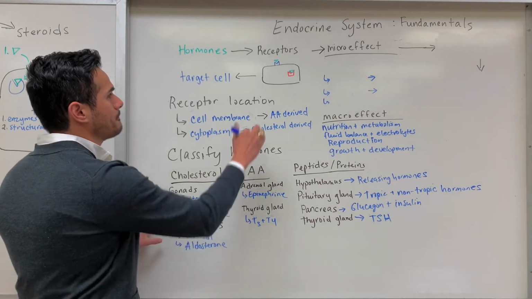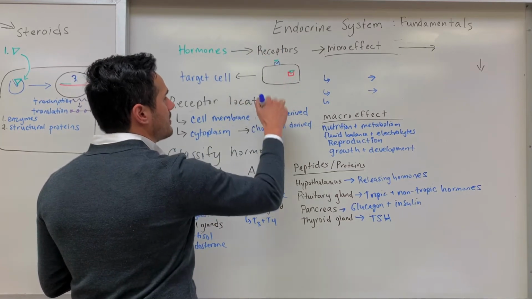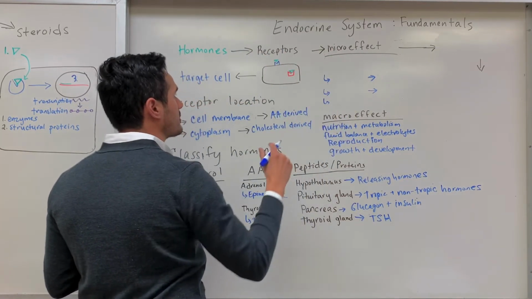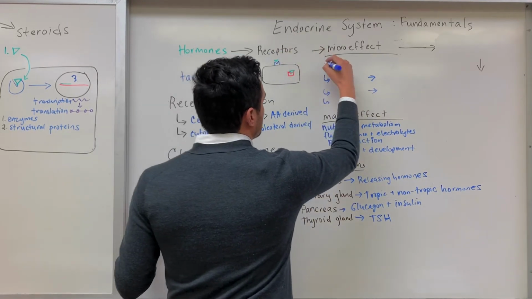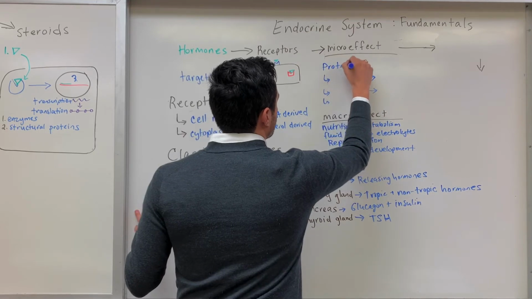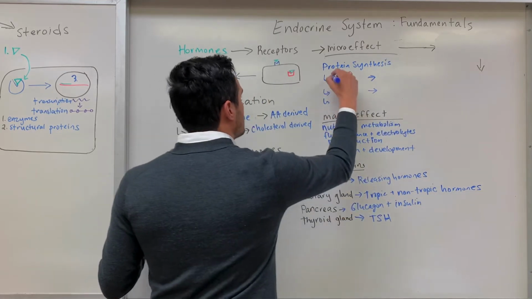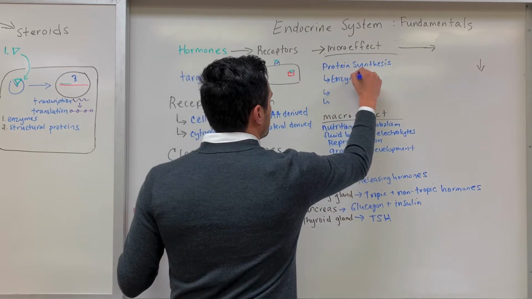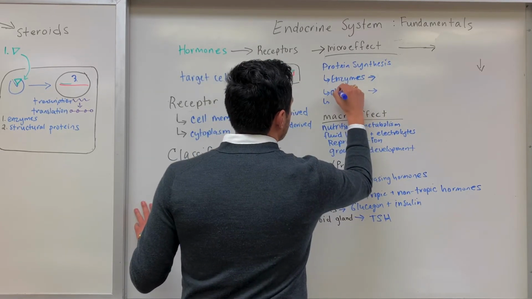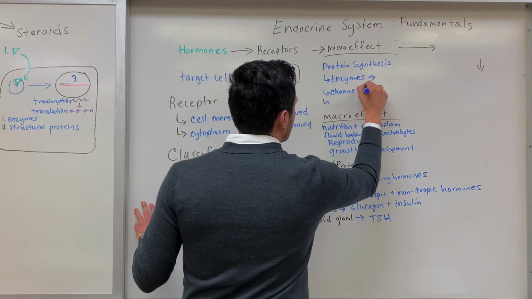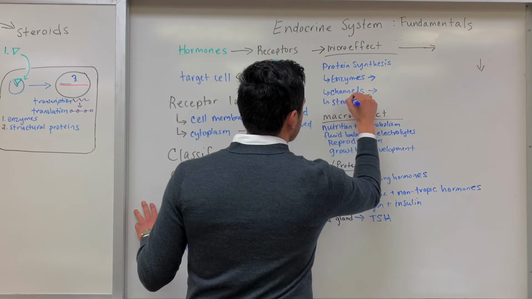Okay, so now let's dig in a little bit deeper. Once a hormone binds to its receptor, what is the effect on the microscopic level? When the hormone binds to its receptor, what we can stimulate is protein synthesis, and we can synthesize different proteins. We can synthesize enzymes. We can also synthesize ion channels. And another thing, we can also synthesize structural proteins.